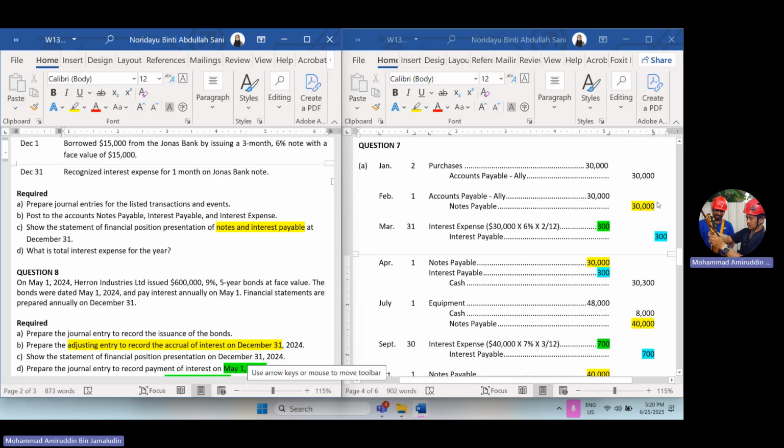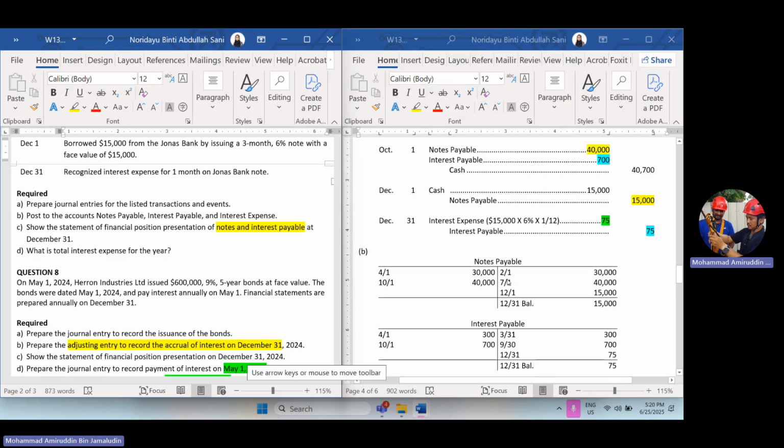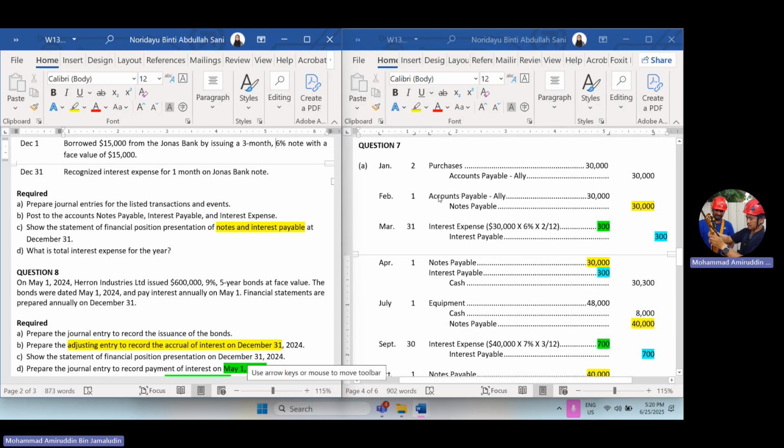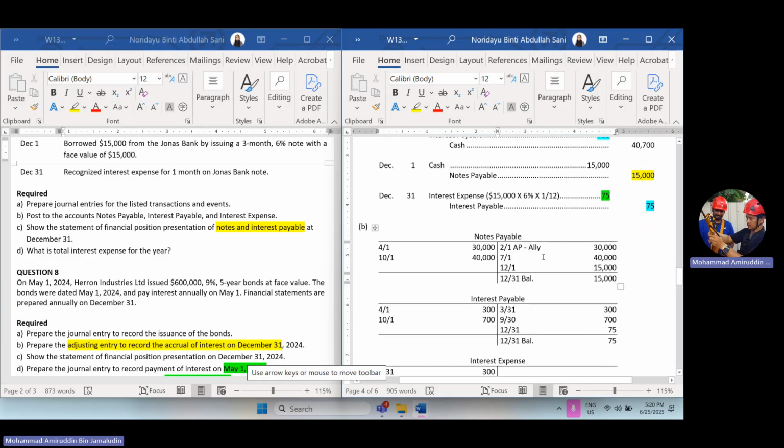Credit, notes payable. So I go to notes payable, credit side, then put the date. Actually, you must write the details. It should be like this, but here it is simplified. But I don't advise you to do this simple version in the exam. Please write the details.